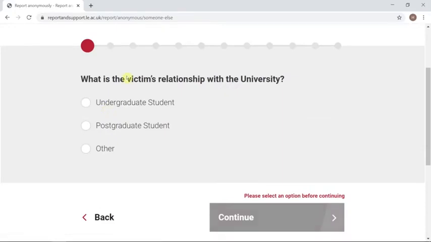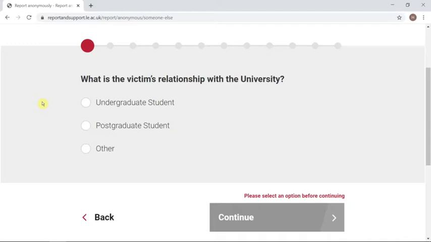There are then a following 12 questions, as shown by the tracker bar at the top, which will ask about the person you're disclosing on behalf of, the incident or incidents you want to share information about, and whether you want to leave contact details or not. All questions have multiple choice answers, so you are not required to provide detailed information at this stage.